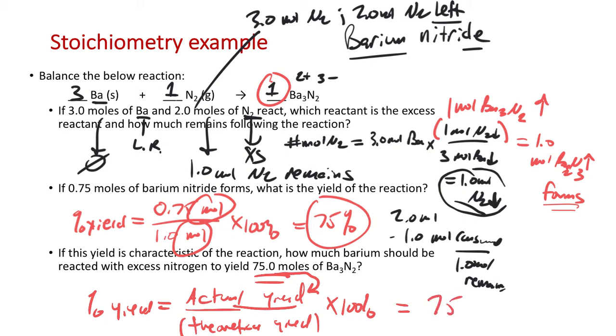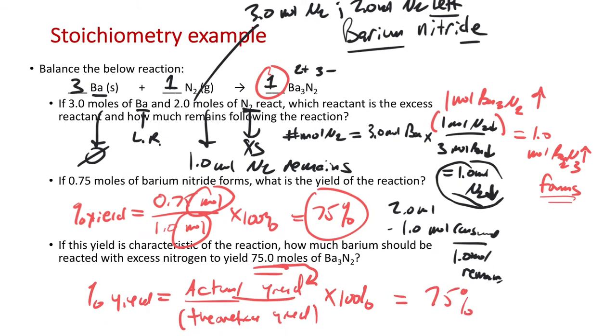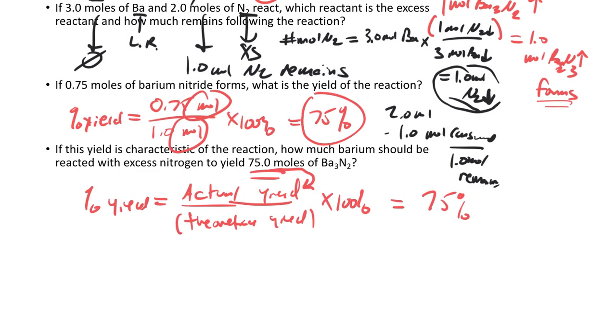So if our yield of this reaction is characteristically 75%, and we actually want to get 75 moles, 75.0.